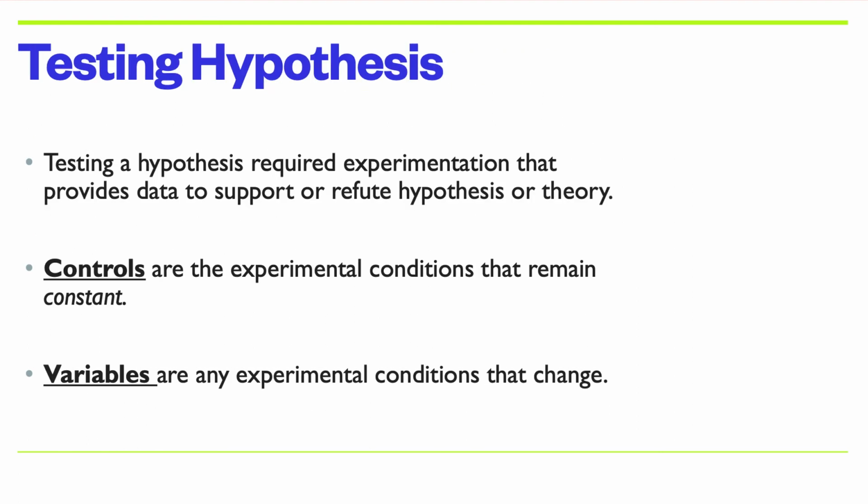So when we test a hypothesis, testing a hypothesis requires experimentation that provides data to support or refute hypotheses or theories. Controls are the experimental conditions that remain constant, and variables are any experimental conditions that change.